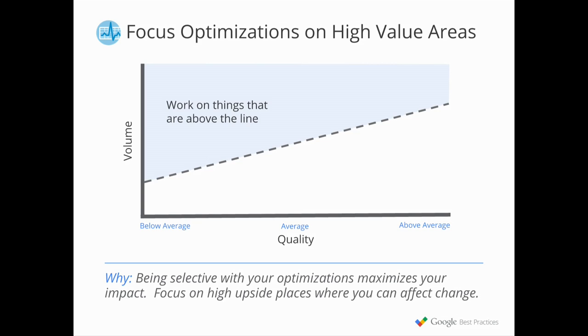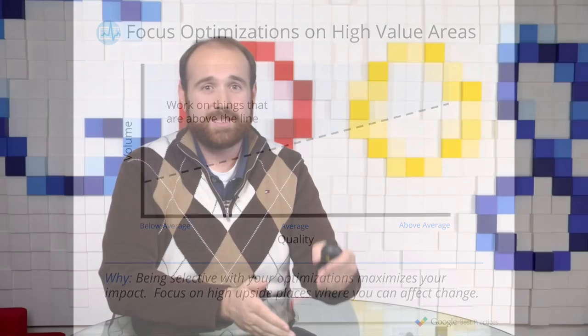So even if you have a 10 out of 10, if that's the most important place in your account, you can keep working on that place to improve it. So just be selective with your optimizations and maximize your impact. Focus on high upside places where you can actually affect change. So control the things you can control and keep improving in areas that really matter to your account. And so now we're going to walk through each of the 3 components of quality score and talk about some specific actions that you can do to actually increase that in your account.